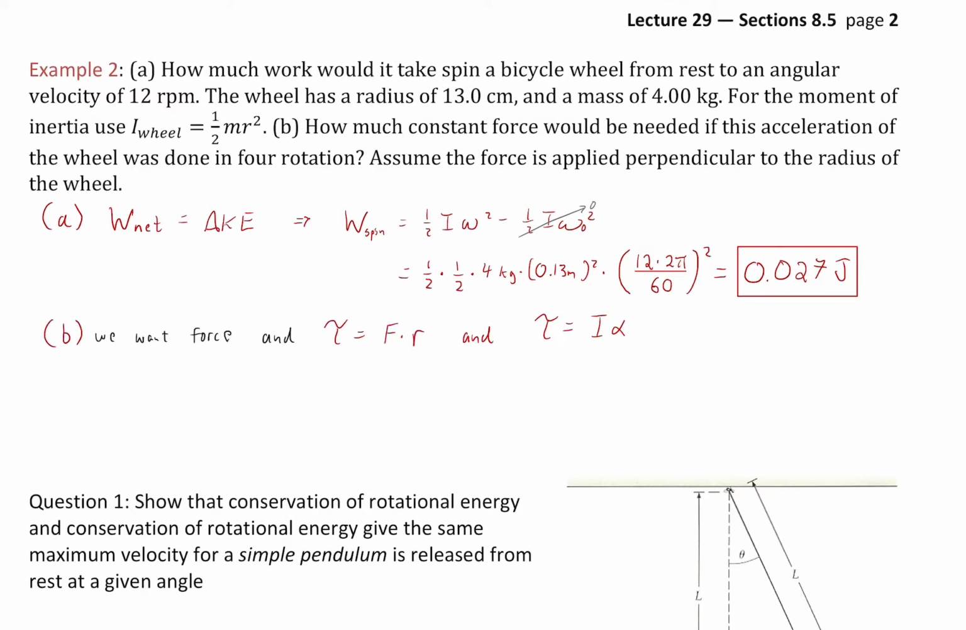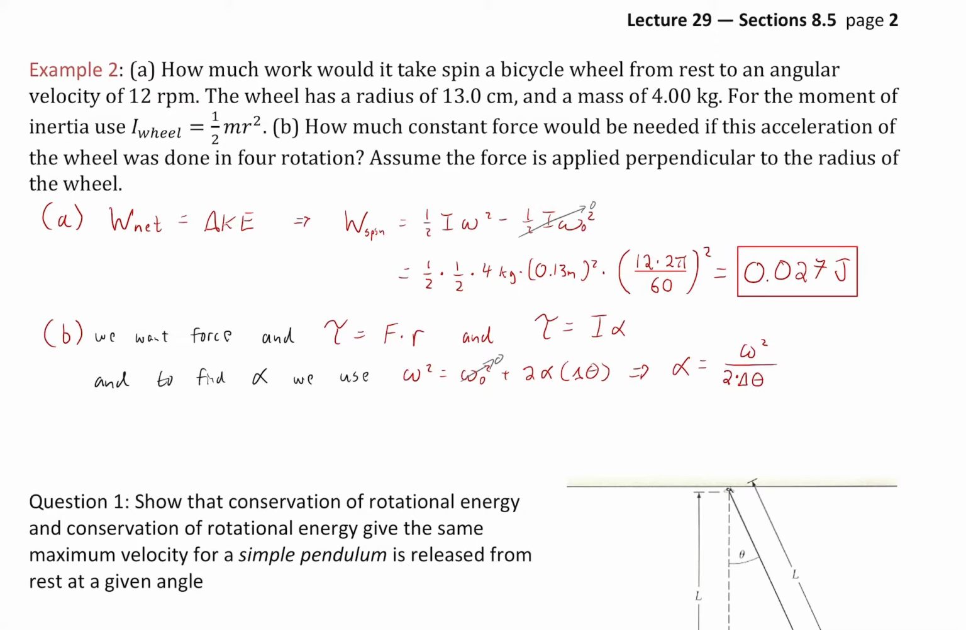All right, and we want the force, so in part B, let me just read the problem first. How much constant force would be needed if the acceleration of the wheel was done for 4 rotations? So here we're just going to use the definition of torque. And so we know that torque is Fr. That's how we calculate torque. And then we know from Newton's second law, torque is equal to I alpha. And to find alpha, we simply consider the final angular velocity. So this is very much a throwback to material we've seen before. So we're just going to use the final angular velocity and then solve for alpha.